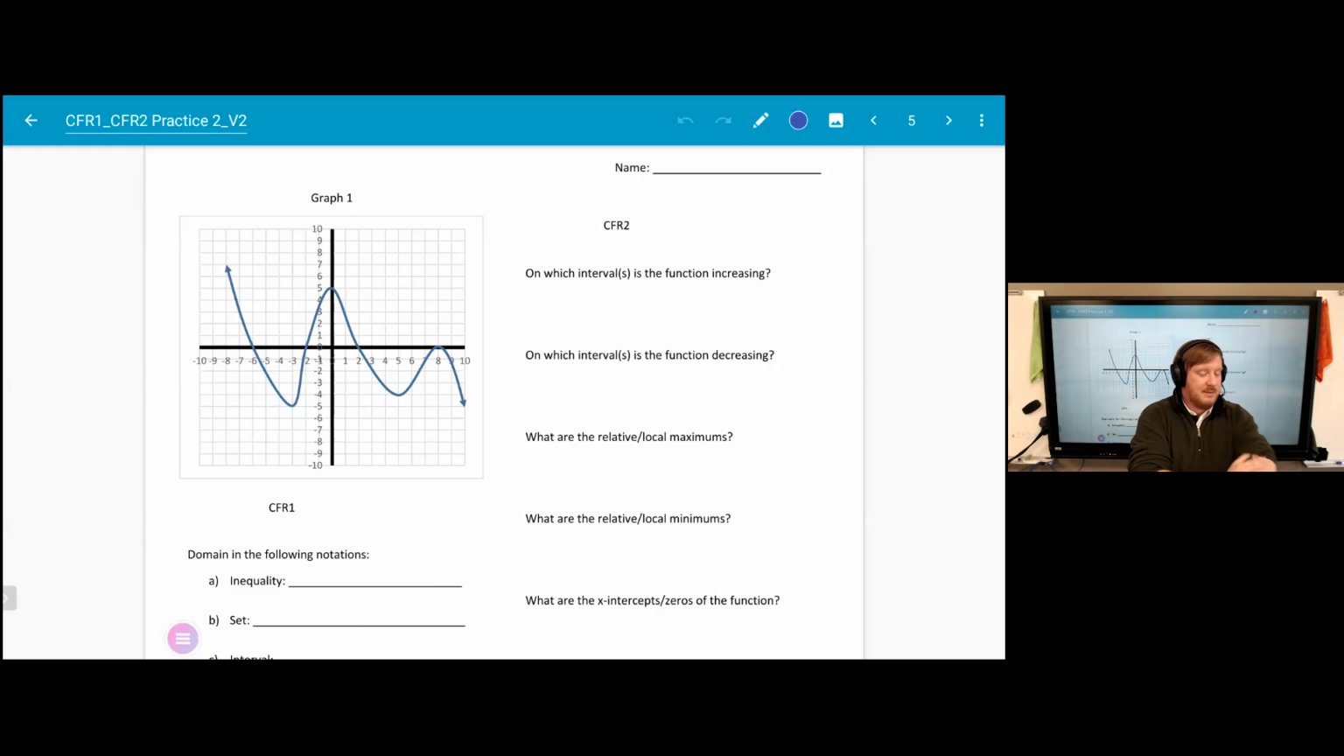So with this, let's see what we got here. We got this nice curvy graph going on here. And it says, find the domain in the following notations. Well, first we got to figure out what the domain is. And if I look at this, I'm looking for my small x and my big X.